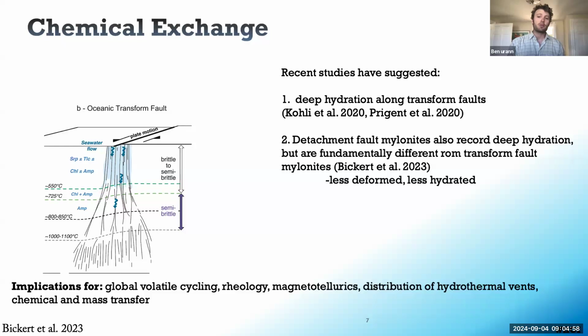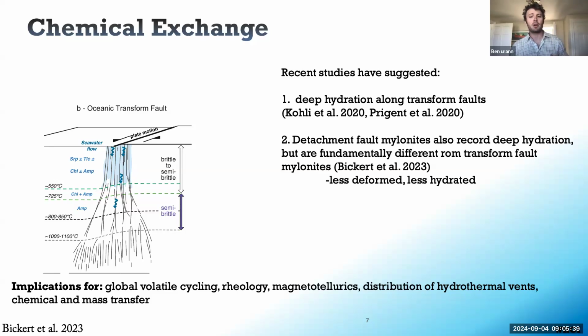But when it comes down to it, faulting at mid-ocean ridges enables seawater to penetrate deep into the ocean crust. And for years, it was thought that this process was somewhat limited to the upper 3 to 6 kilometers or so of ocean crust. But more recent studies have really challenged this dogma, and they've shown from some recent studies along the Southwest Indian Ridge that you have deep hydration along transform faults that can extend down to 20 to 25 kilometers depth, and also recent studies that have shown that detachment fault mylonites also record deep hydration, but that they're somehow fundamentally different from transform fault mylonites.